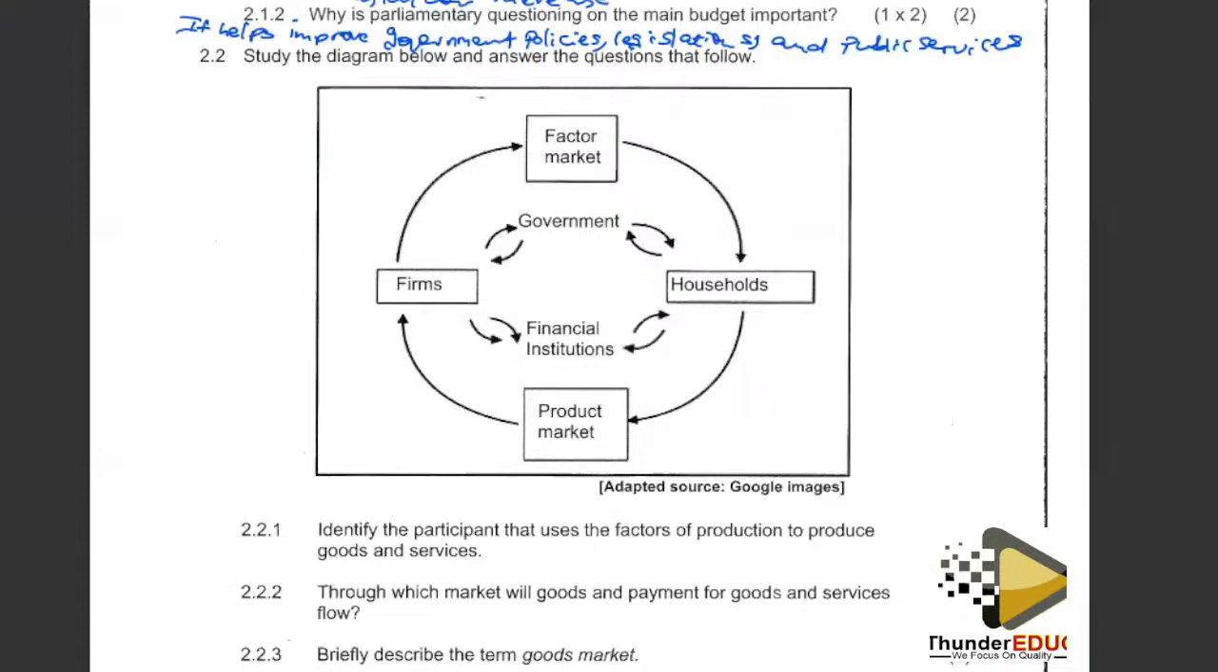So now let's check the government. By the government, we normally refer to bodies that provide public goods. Why am I saying bodies? Because the government comprises different sets of bodies. I know most of you grade 12s think that when we talk of the government, we only refer to politicians. Politicians are one of the bodies that form the government.